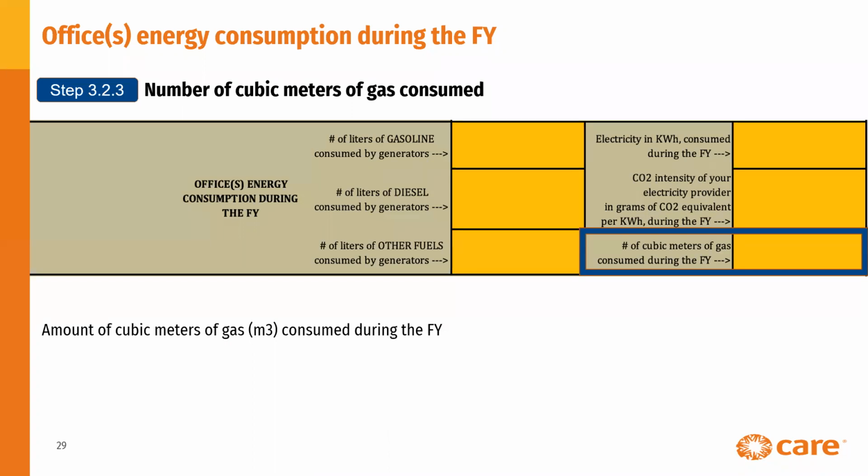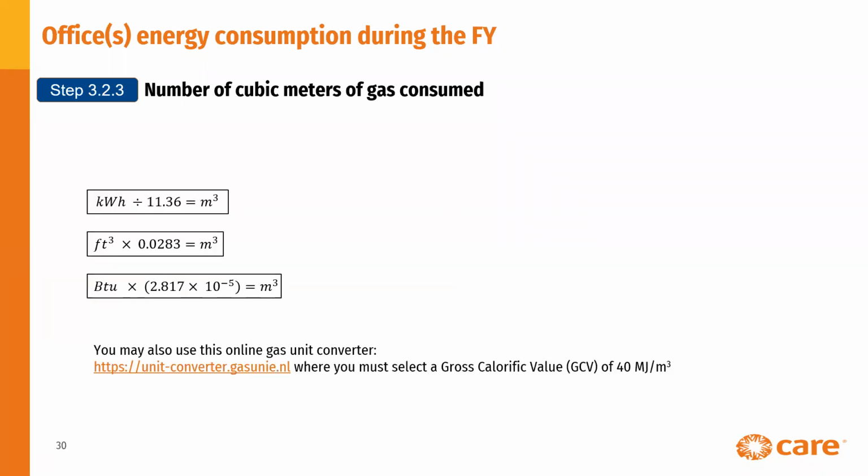Now, the total amount of cubic meters of gas used by your office during the fiscal year should be available in the metered gas consumption or utility bills, specifying consumption in cubic meter units. Gas is usually always reported in cubic meters. However, if it is not, you must convert your value into cubic meters. Showing a few conversion possibilities here.